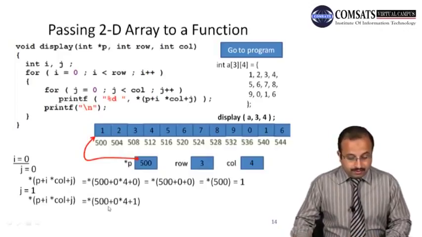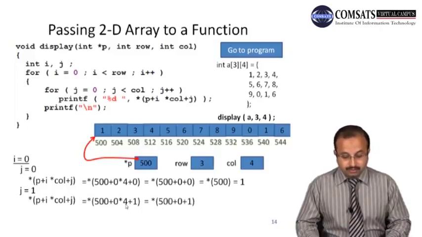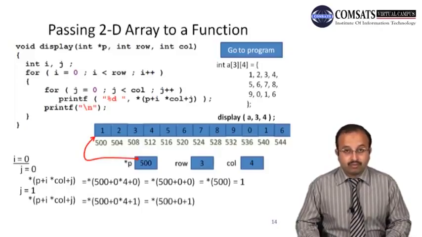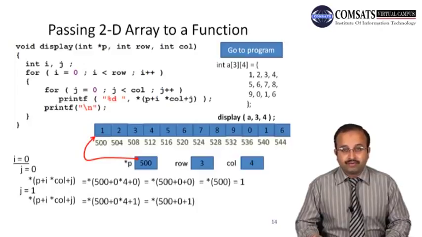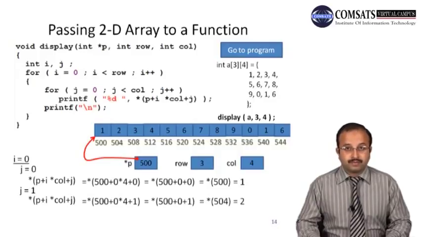So 500 plus 0 multiply by 4 plus 1. First the multiplication will be performed, this value becomes 0, so it will be like 500 plus 0 plus 1, and you are adding 1 in 500. So 500 is the address, and when you add 1 in it, it points to the next value of integer type, and that is 4 bytes away from the current address, and the current address is 500. So when you add 1, it becomes 504. So the value at address 504 is 2. So 2 will be printed on the screen.